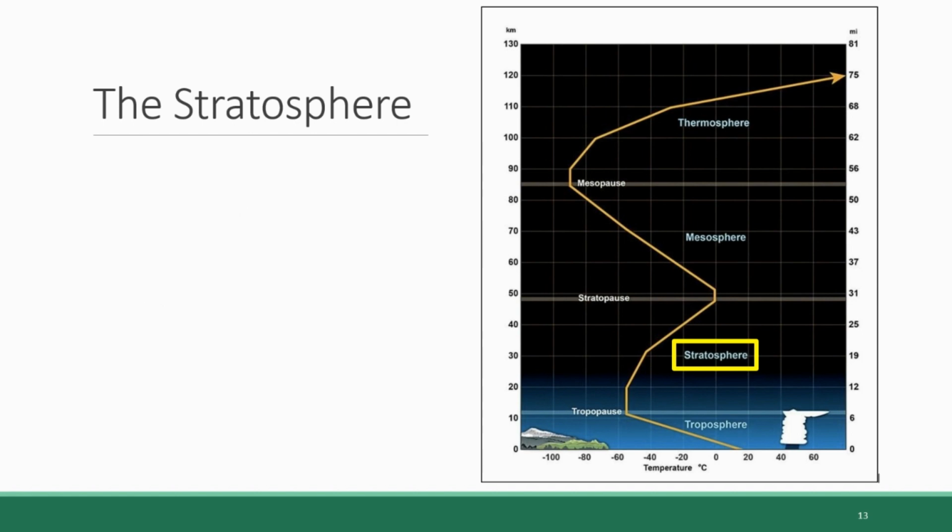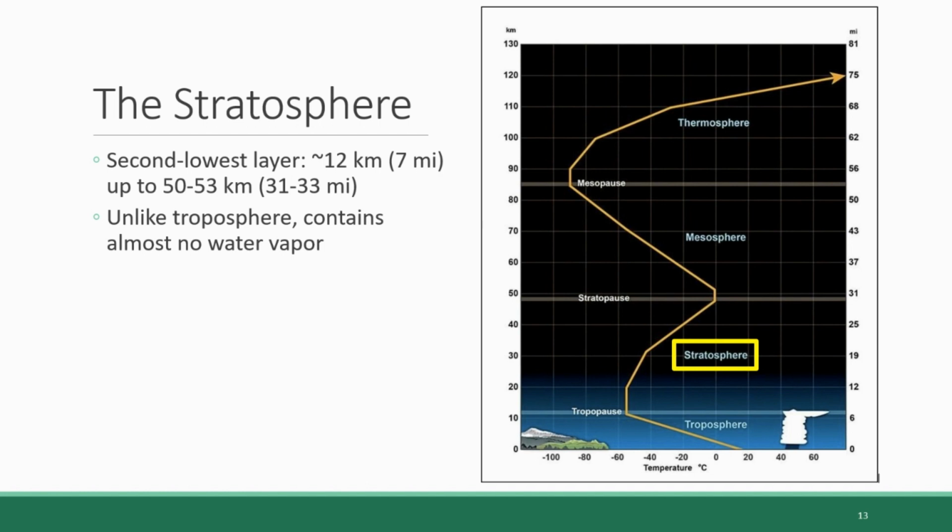So the stratosphere is the layer that's just above the troposphere. It extends from the top of the troposphere at 7 miles above the Earth's surface all the way up to 31 to 33 miles. And the stratosphere's composition is distinguished from the troposphere in a few ways. One of these is that the stratosphere contains almost no water vapor. And another way is that it contains about 1,000 times more of a chemical called ozone, which we're going to talk about extensively in our next section of this chapter.